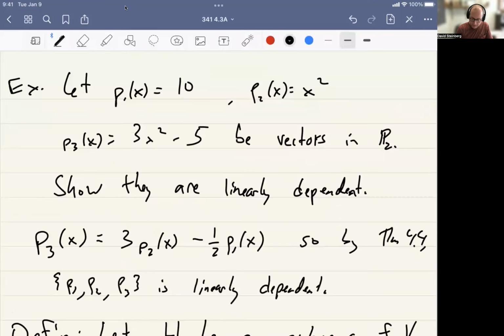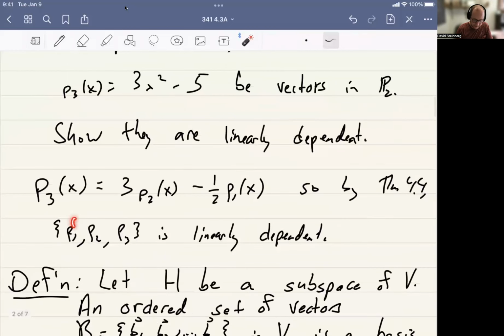And you might rightly ask, why didn't I put the argument P1 of x, P2 of x, P3 of x? You can call the function by its name or include the argument. Either is okay, I think.